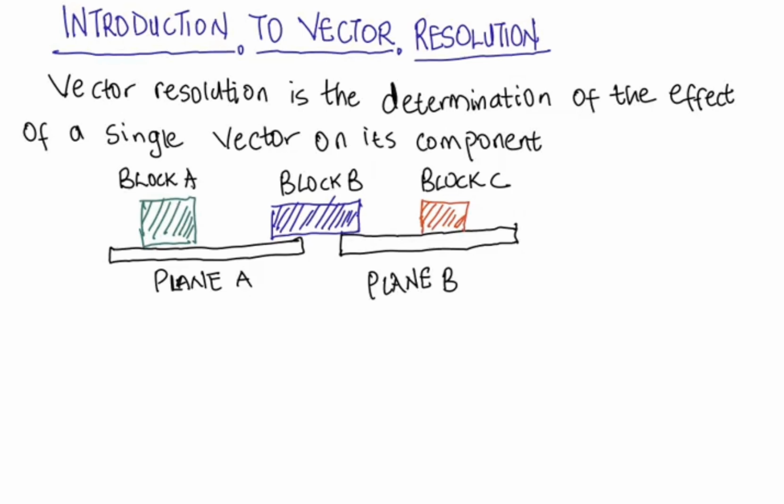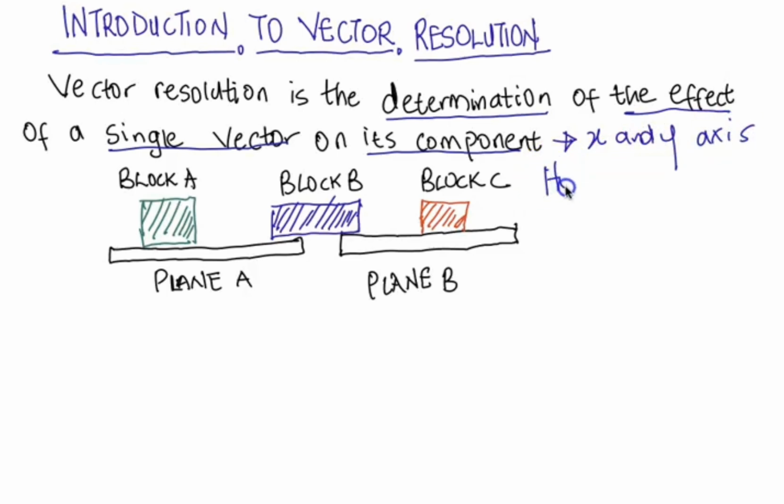So what is vector resolution? Vector resolution is the determination of the effect of a single vector on its components. So we are looking at what will be the effect of a particular vector on its components. And what are the components? We are talking about the x and y axis, or better put, the horizontal and the vertical components.